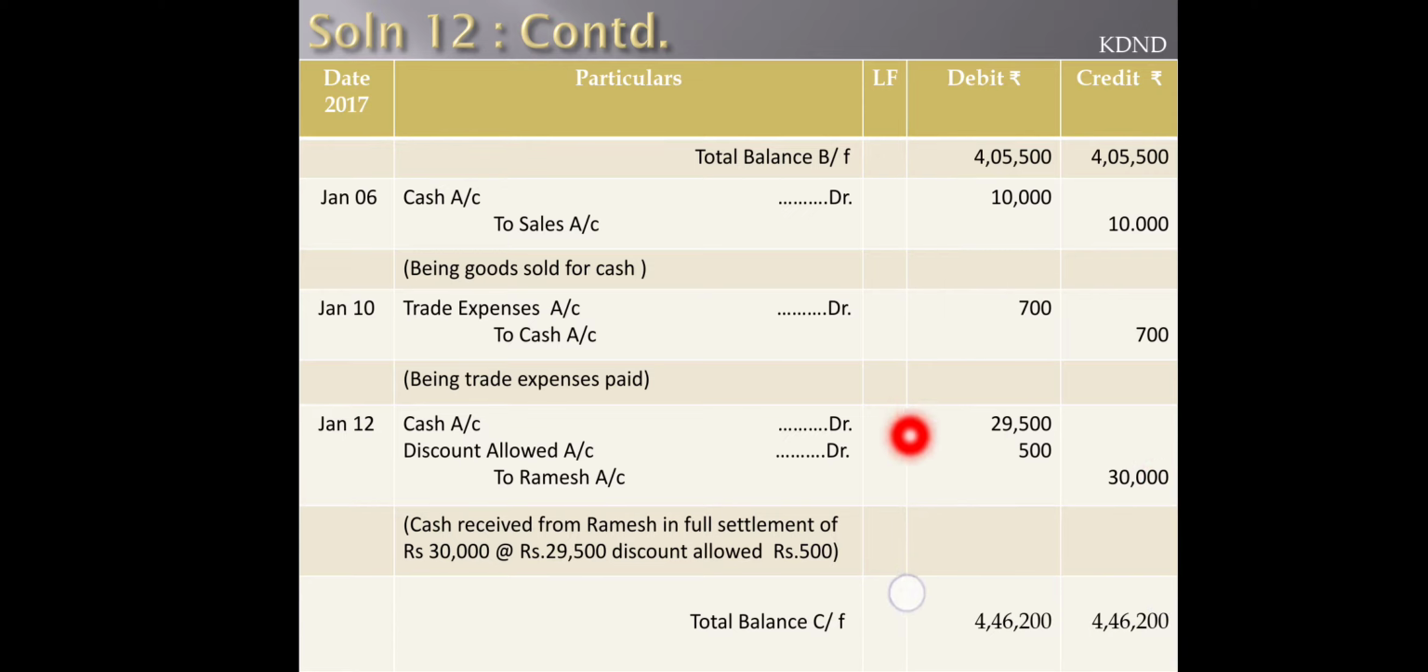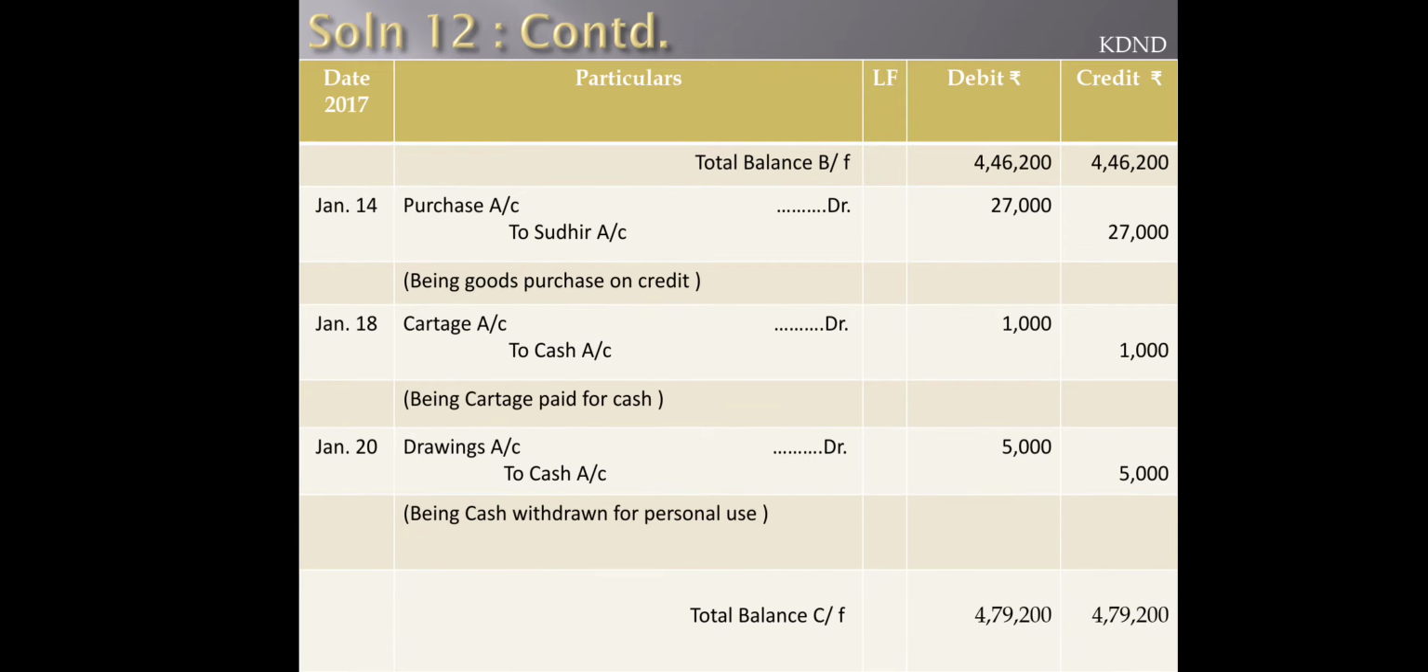So finally we have to again do the total of this side and this side also, and finally 4,46,200 is the grand total, which is to be transferred to the next page, that is balance brought forward.